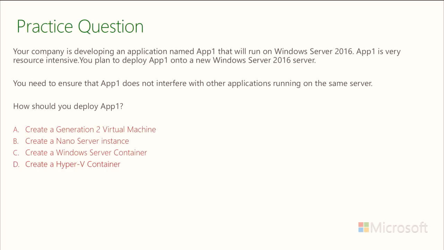So create a Gen 2 virtual machine, create a Nano Server instance, create a Windows Server container, or create a Hyper-V container. In this case, again, App1 is very resource intensive, and we're going to deploy App1 onto a new Windows Server. So that's what's important in this case. The questions aren't written to trick you, and they're not written to test your reading comprehension, but they want to make sure you understand the requirement of your customer or of your boss. In this case, you are using a new Windows Server 2016, so the answer is going to be a Hyper-V container. Because within that Hyper-V container, we will install that new Server 2016 instance and install the application into that.